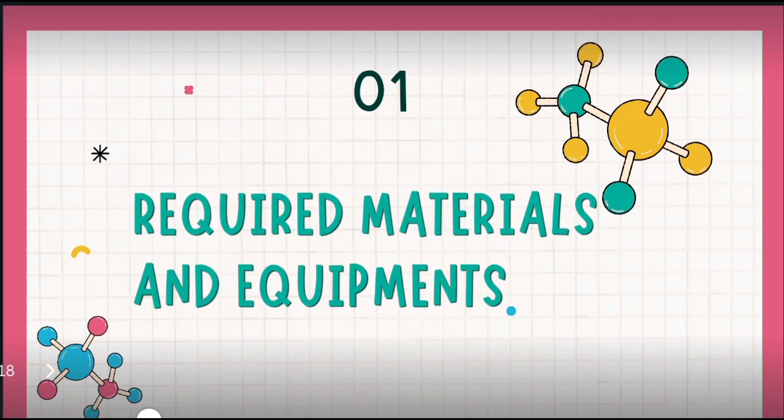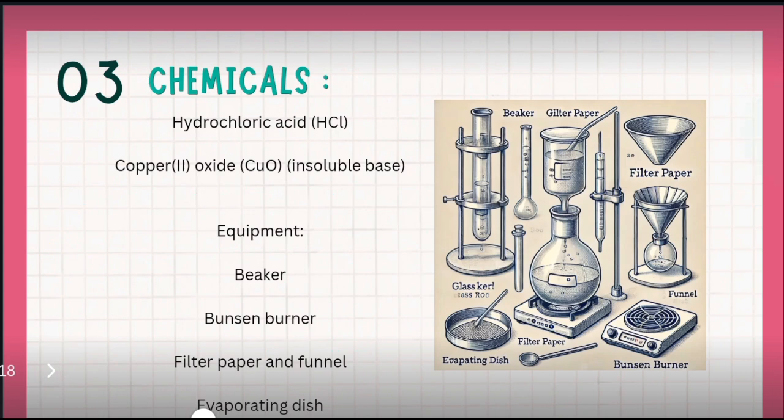Now, the required materials and equipment. The materials are hydrochloric acid and copper oxide. The equipment: beaker, Bunsen burner, filter paper and funnel, and lastly an evaporating dish.